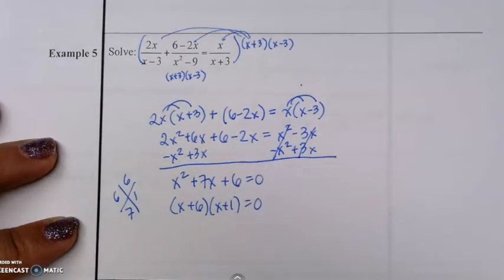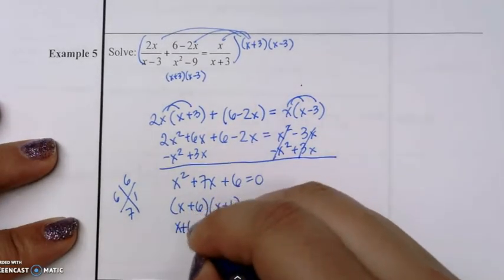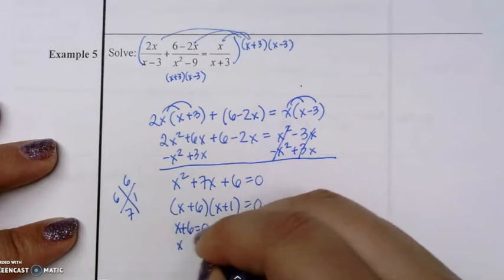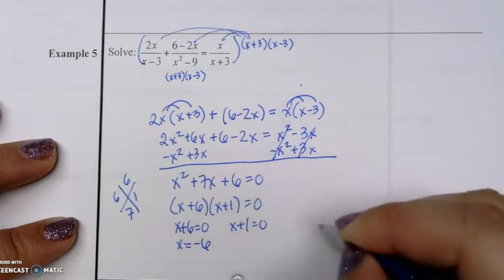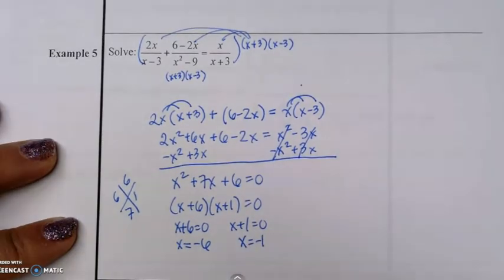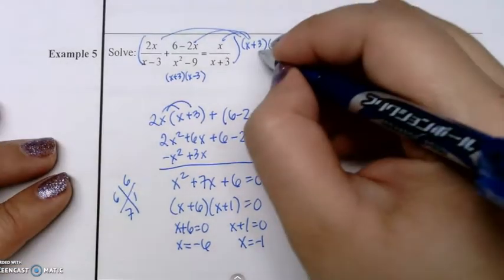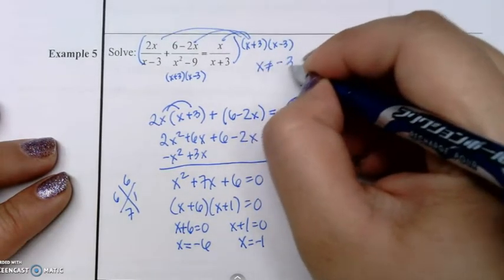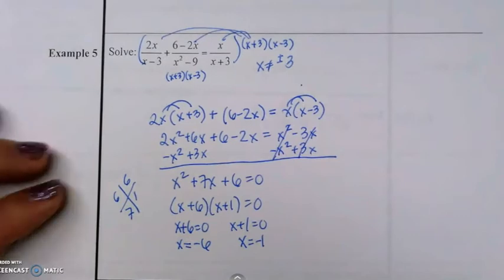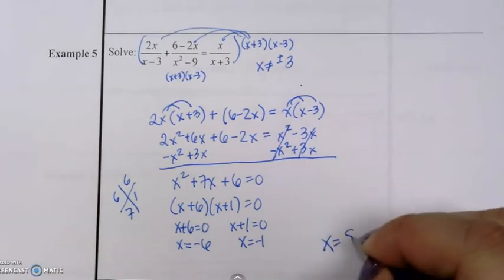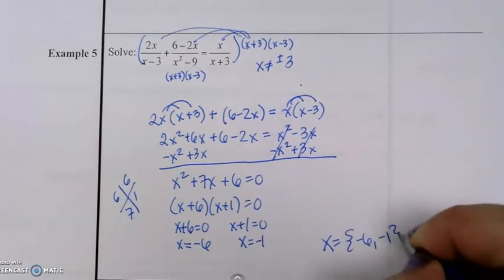Set each of those factors equal to 0. X plus 6 is 0, x plus 1 is 0. So minus 6, x is negative 6. Minus 1, x is negative 1. And then we check. So remember our restrictions here are that x cannot equal negative 3 or positive 3. Since our two answers are not plus or minus 3, we are okay. So x equals negative 6 and negative 1.